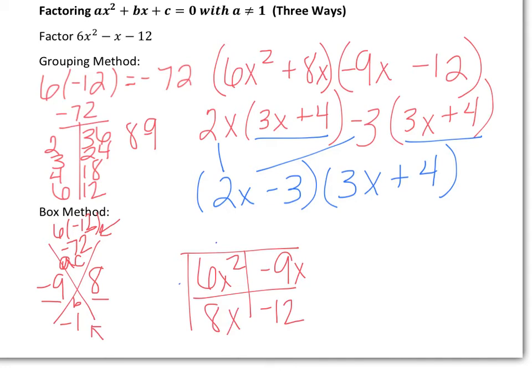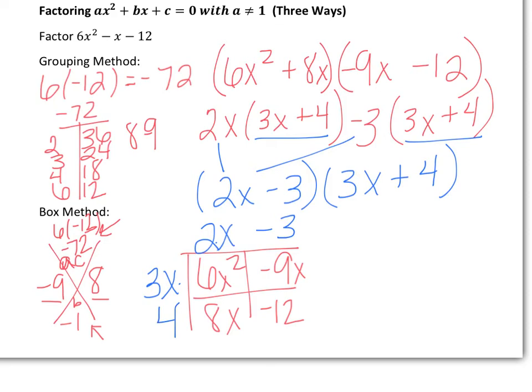What am I going to multiply together that's going to give me 6x squared? Well, that's a 2x and a 3x. In order for this to work out, my 3x has to go here and my 2x has to go here. And then I think, okay, 3x times what gives me -9x? Well, that's -3. And then 2x times what gives me 8x? Well, that's going to be 4.